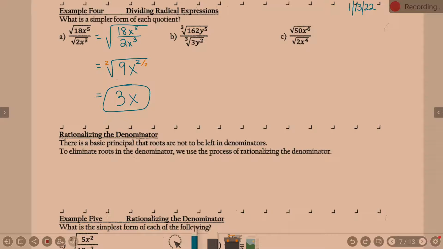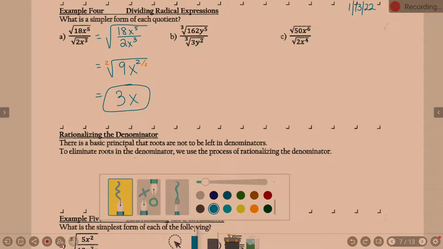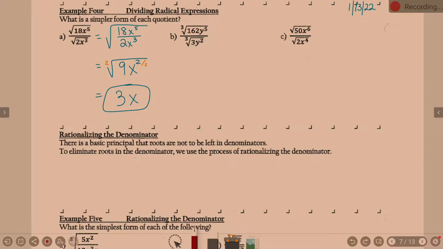So first of all, are these radicals divisible? Yes. Well, first of all, let's identify, are they the same type of radical? Yes, they are both cube roots, correct? So we can go ahead and make this one big cube root. So it's going to be the cube root of 162 y to the 5th over 3y squared. So both cube roots, I can put them together. Do they actually divide?